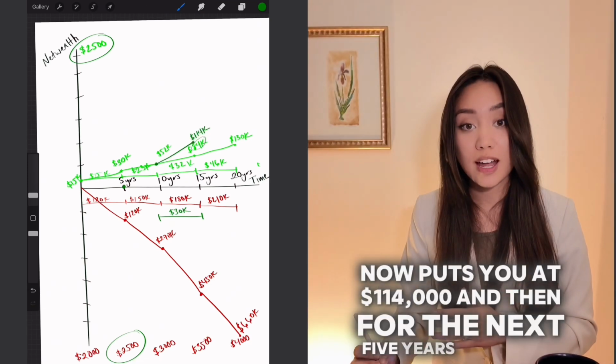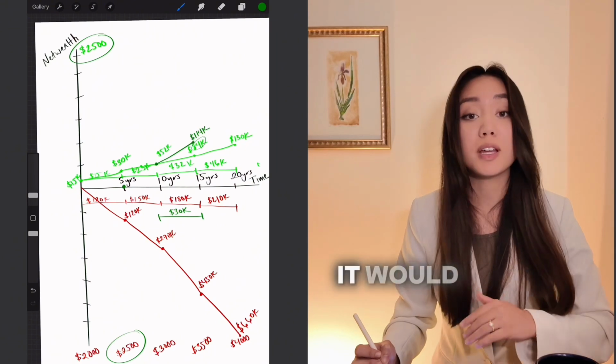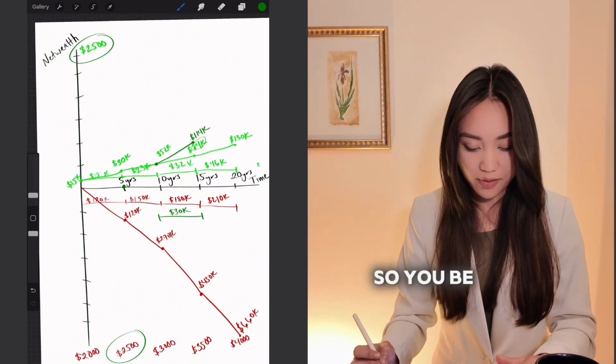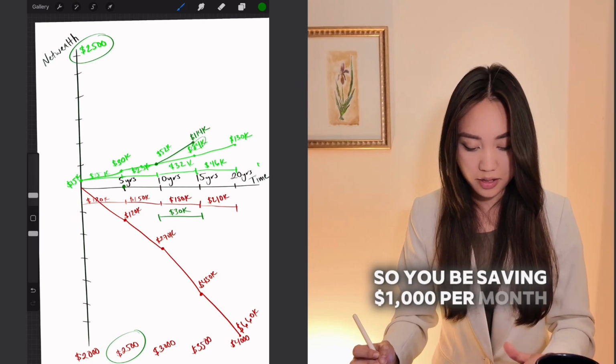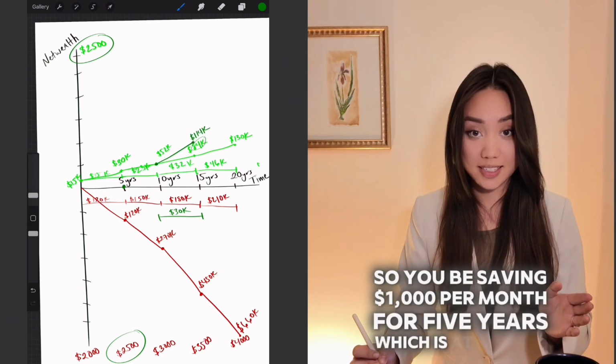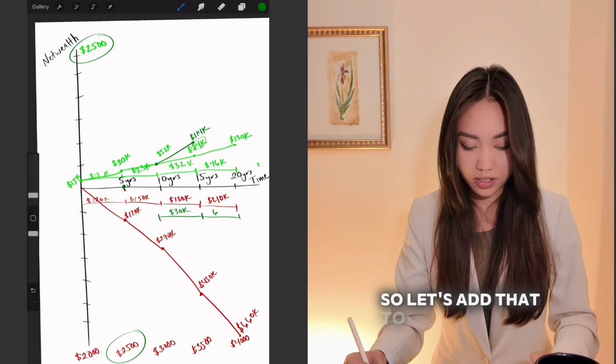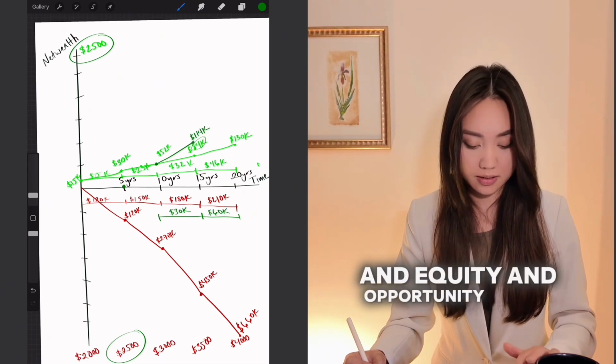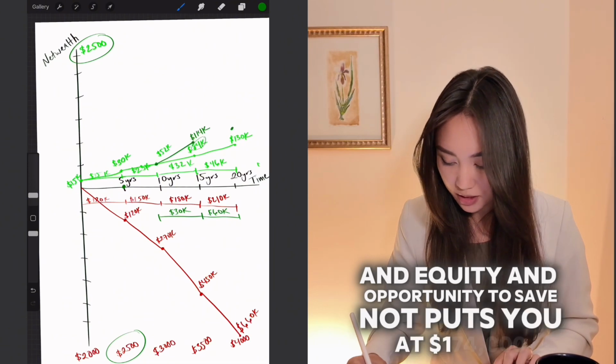And then for the next 5 years after that, if you were paying market price rent, it would be $1,000 over what your current mortgage would have been. So you'd be saving $1,000 per month for 5 years, which is $60,000. So let's add that to your $114,000 in equity and opportunity to save, and that puts you at $174,000.